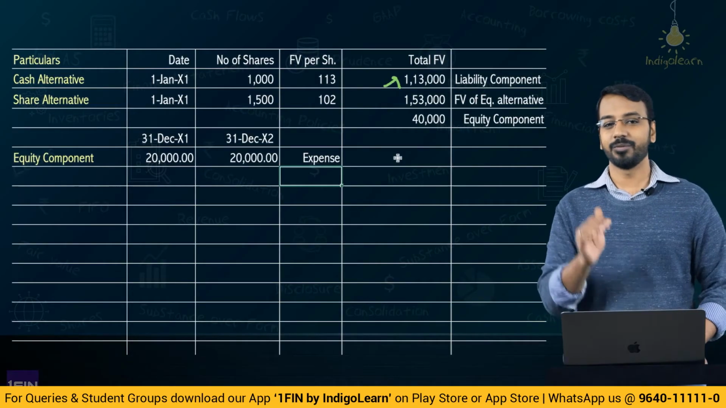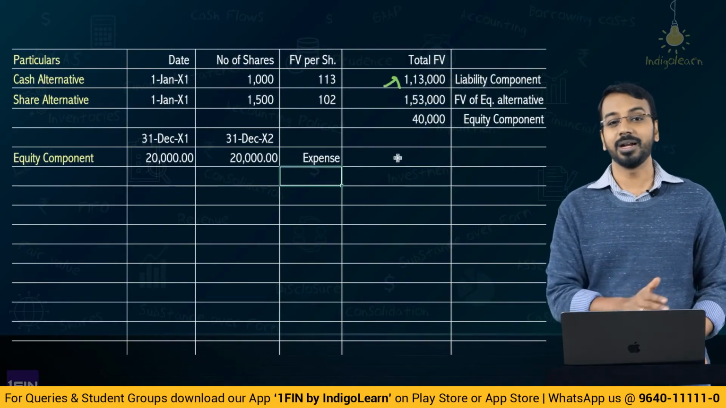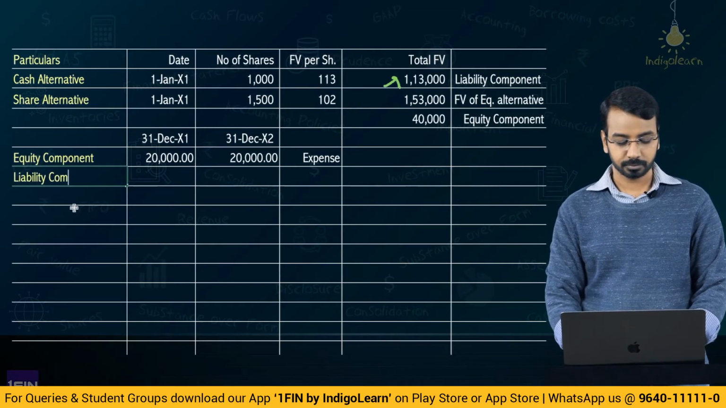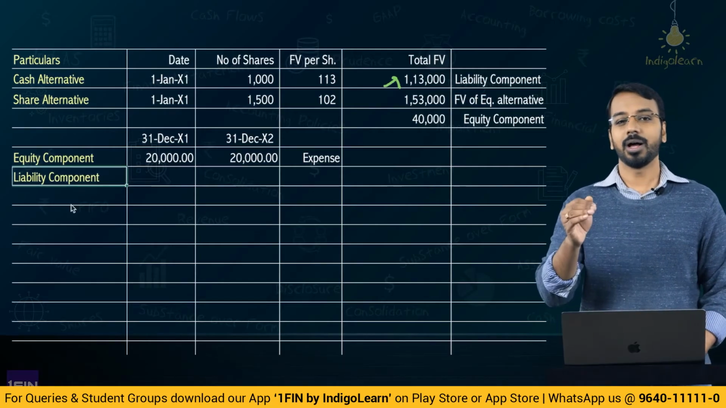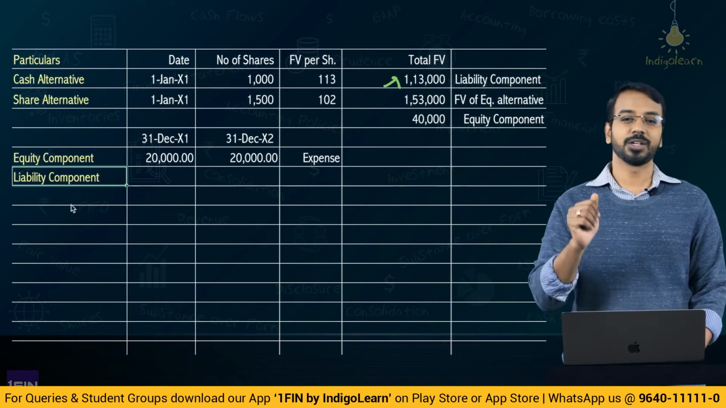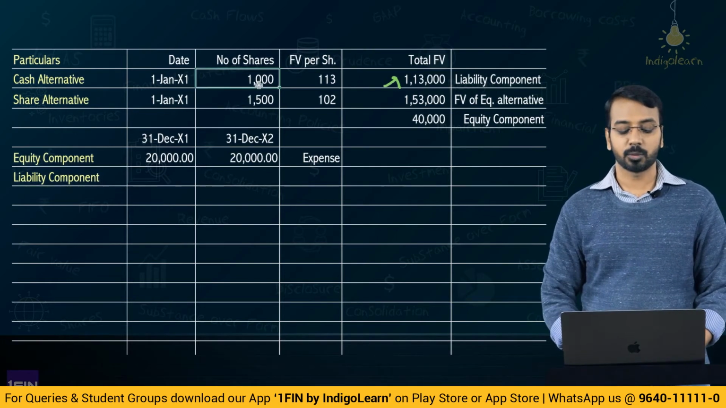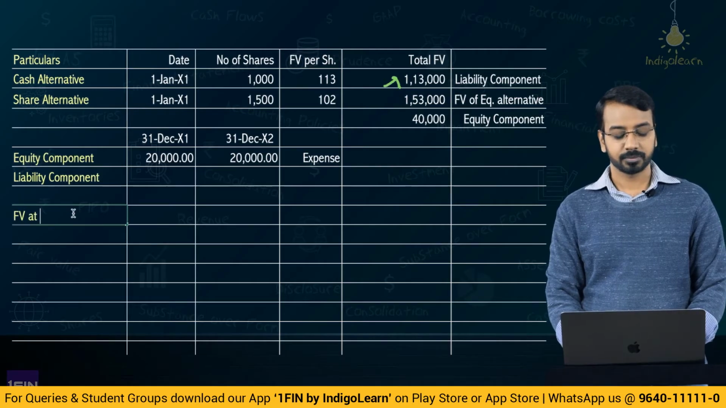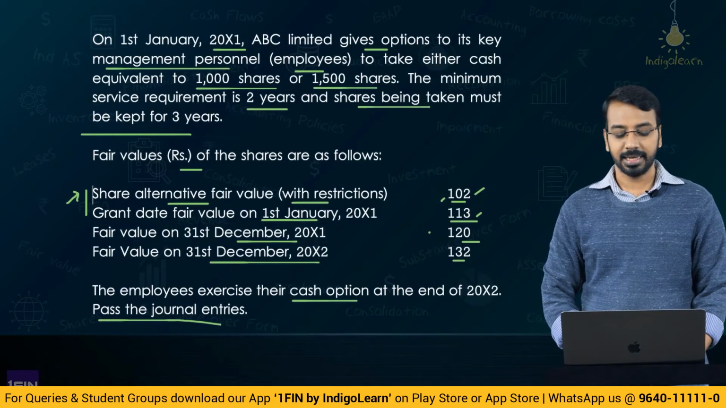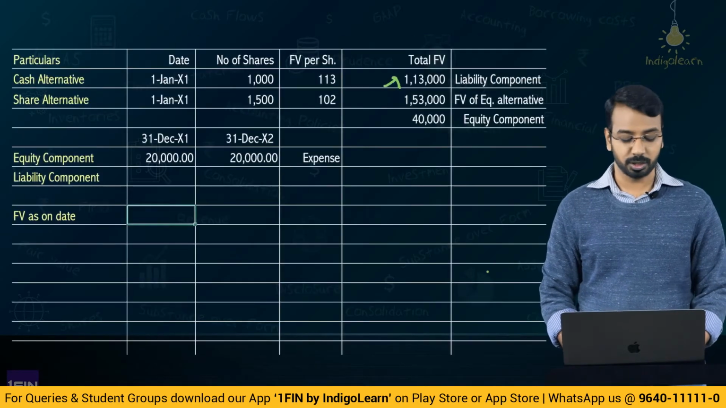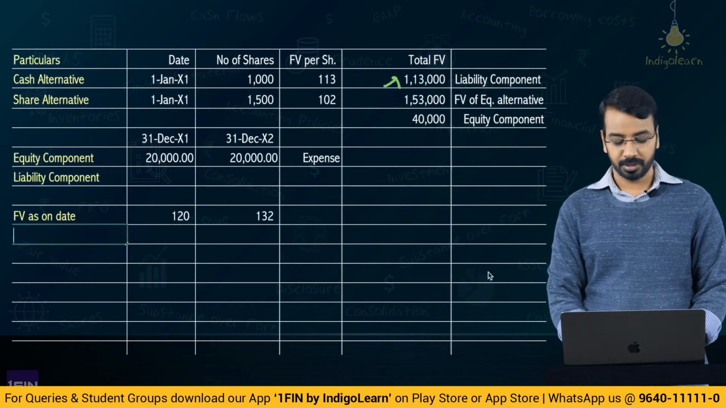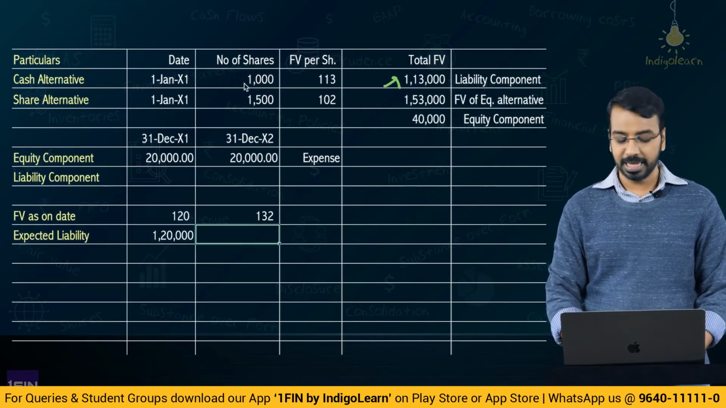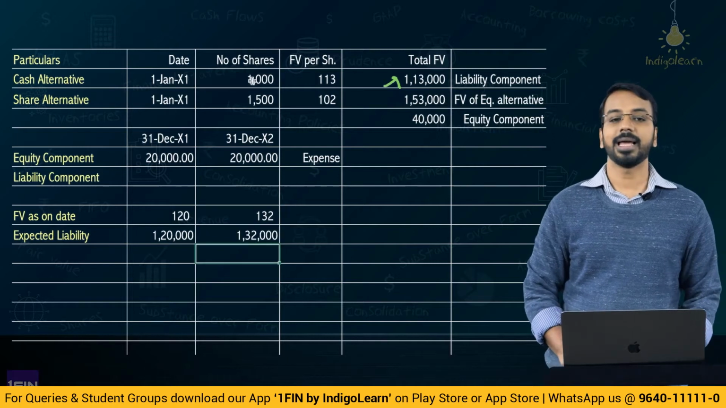But for cash settlement alternative, we have understood that at the end of each reporting period, we will have to do the remeasurement. So, for the liability component, we have to work out what will be the value as on 31st December of year 1 and what will be the value as at end of 31st of December of year 2. So, for the liability component, that is for 1000 shares, we have to see what is the fair value at the end of each period. Fair value as on 31st December of year 1 is 120 and 31st December of year 2 is 132. Expected liability is 120 multiplied by 1000 shares, that is 1,20,000, and 132 multiplied by 1000 shares, 1,32,000.